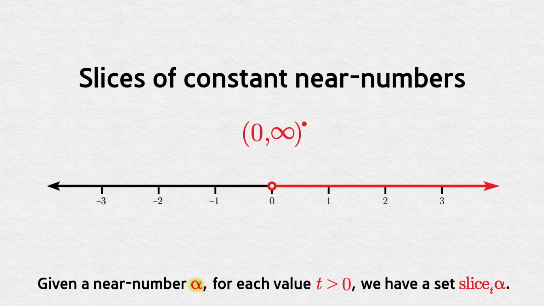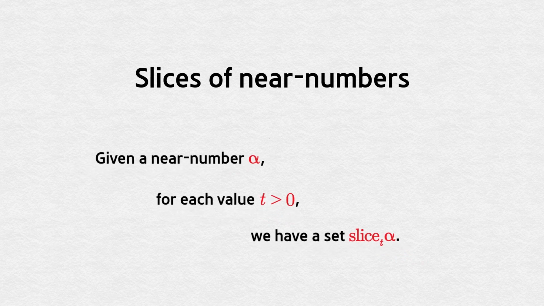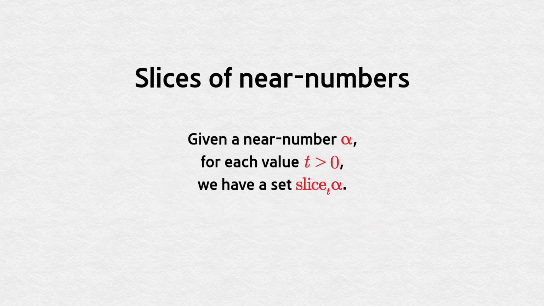Of course, constant near numbers don't squeeze at all, so their slices are all the same with no t in the picture. For example, slice t of 0 infinity dot is simply the interval 0 infinity for every t. The moving pictures of near numbers are all we'll need for most purposes, but slices let us formalize near numbers, which we'll need to do when we talk about definitions and proofs later.